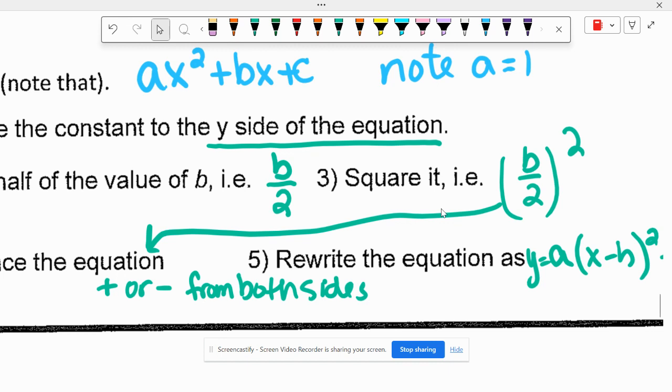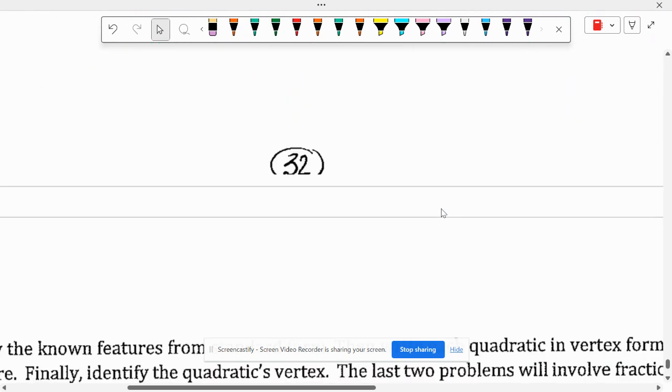Not moving these back. So I'm going to go into the next page and I'll put this back up in a minute. Okay, I'm going to go to the next page.